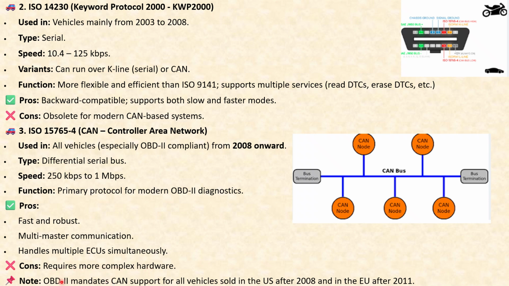Also please note, OBD-II mandates CAN support for all vehicles sold in the US after 2008 and in Europe after 2011. Because of its robust presence, OBD-II has mandated CAN support. All right.